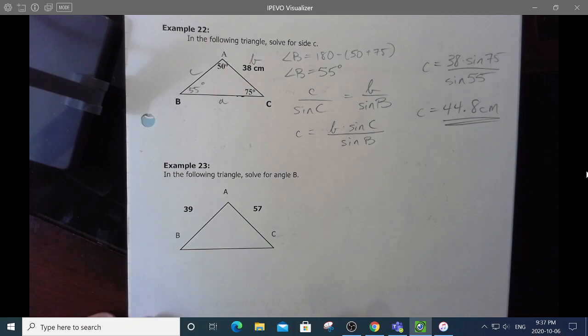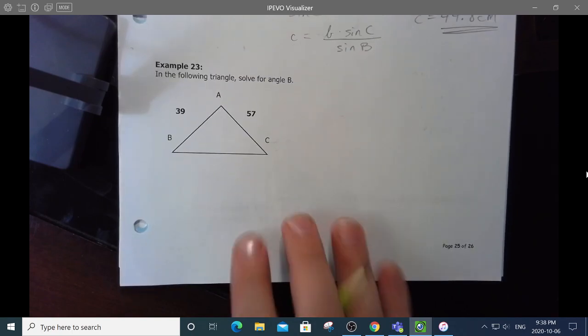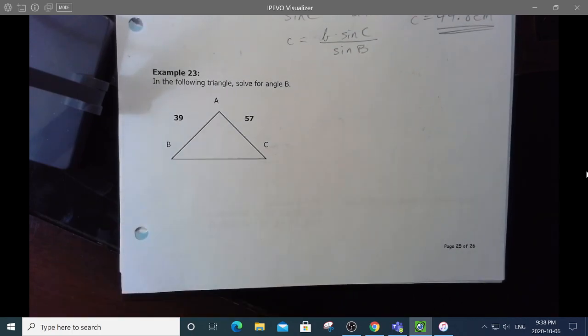How'd example 23 go? I don't know. We seem to be frozen again. There we go. We're back. How did that one go? In the following triangle, solve for angle B. Okay, solve for angle B.